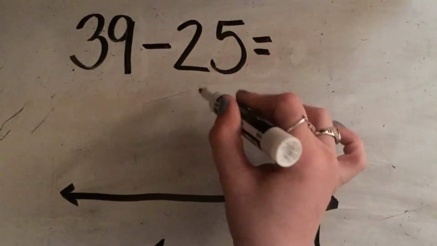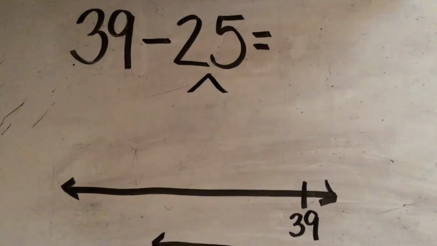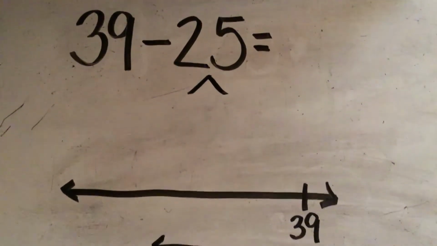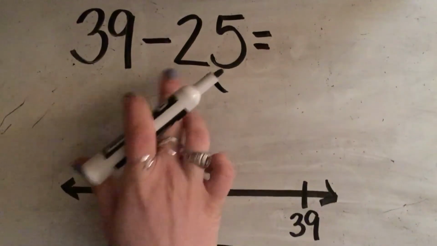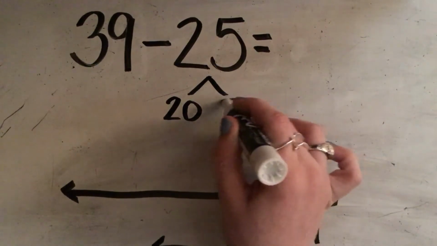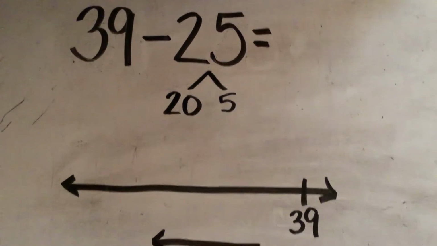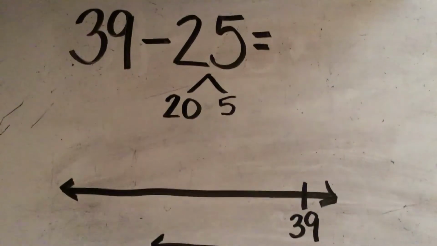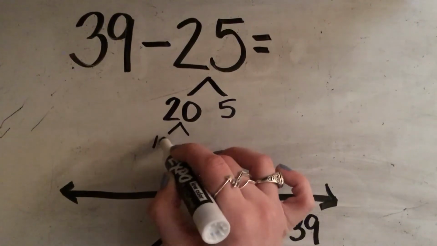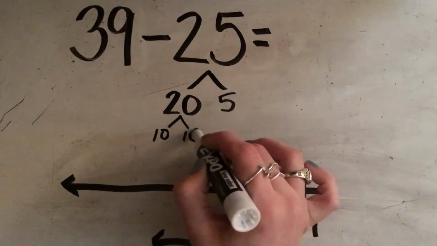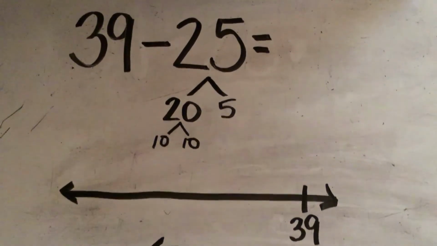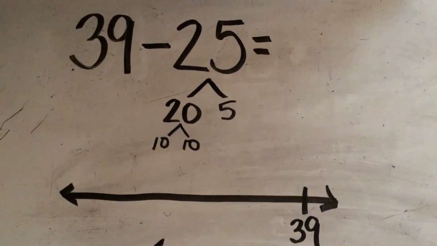My next step is I'm going to break apart 25 because 25 is a really big number to do jumps on the number line with, and I want to break it apart into smaller numbers. So when I'm looking at 25, I know that this 2 represents 20. And I know that my 5 is 5. Now 20 is a really big number to do jumps with on a number line. So what I'm going to do to make it a little bit easier is I'm going to look for a friendly number, and 10 is a friendly number. And I know that if I count by tens, 10, 20, 2 tens make the number 20. So I'm going to use this first 10 as my first jump.